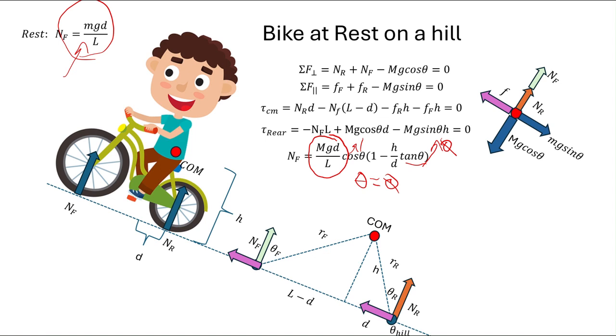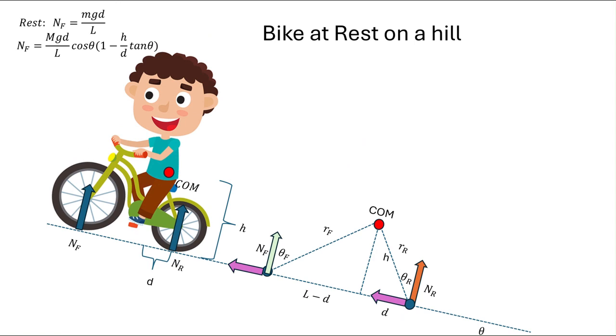This makes sense. Another thing to consider is that as theta gets larger, this thing will get larger. If this thing gets larger, you're subtracting it. It means that the normal force on the front wheel will get smaller. In other words, if I make theta a special angle, eventually I'll have no normal force on the front wheel. Let's take a look at what that looks like.